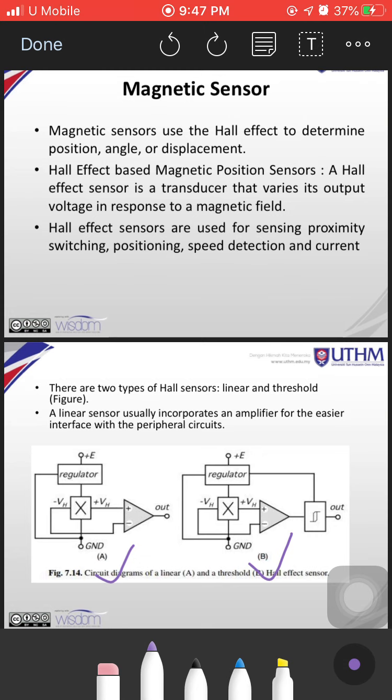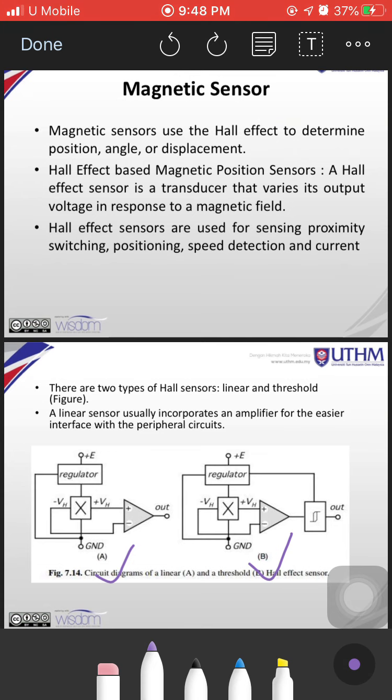circuit. Okay, a linear sensor can be operated over a broader voltage range and is more stable in a noisy environment. Okay, compared to the threshold type sensor, they need a Schmitt trigger detector with a built-in hysteresis. Okay, so what's the difference between the linear and threshold types?